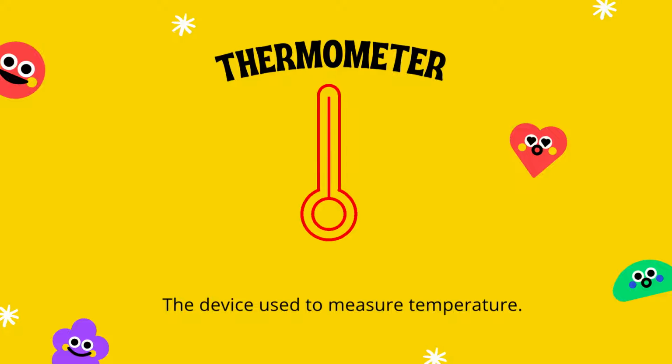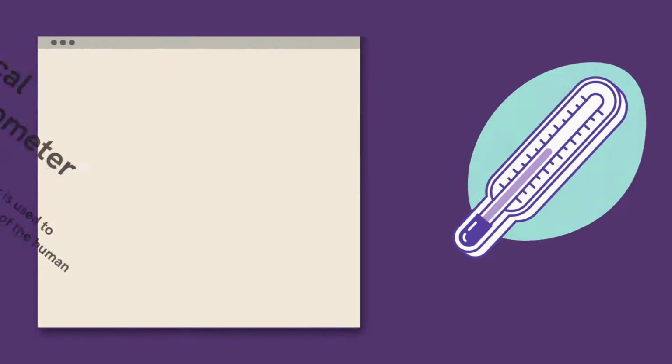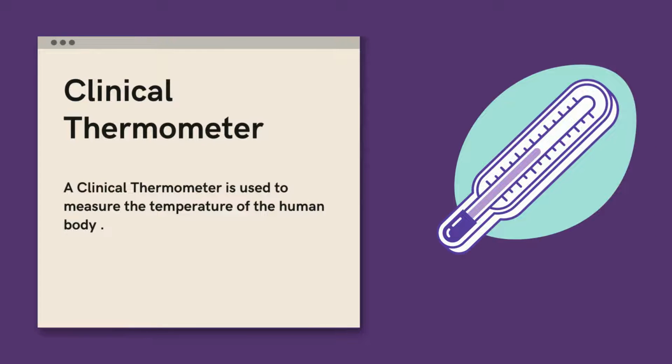Now let's check out some types of thermometers. So the first is clinical thermometer. A clinical thermometer is used to measure the temperature of the human body. It is made by a long, thin, narrow glass tube with a bulb at one end. This glass tube is called capillary tube. This tube is filled with liquid mercury, which is a metal.